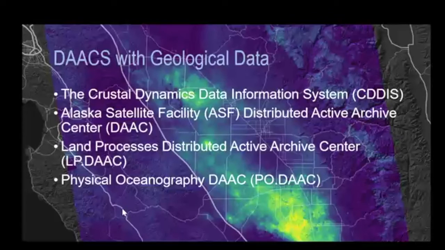Then the Land Processes DAAC is a partnership between USGS and NASA, and it supports land remote sensing data products collected by sensors onboard satellites and aircraft and instruments on the ISS. And these are mainly used by researchers studying land dynamics and environmental systems, and ecologists. And finally, PO.DAAC, the Physical Oceanography DAAC, hosts most of our ocean data.